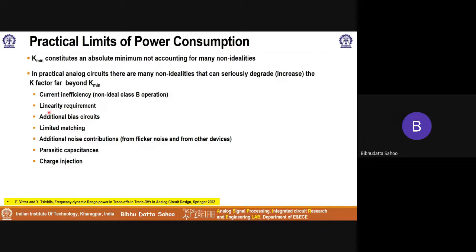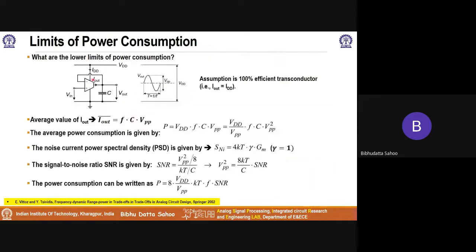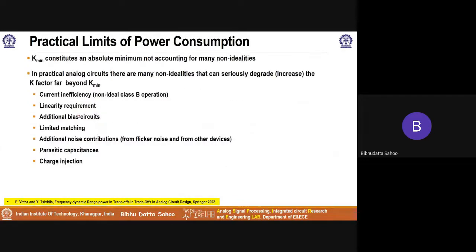Okay, so now current inefficiency. As I said, we have assumed the current that is charging this capacitor is actually the current drawn from the supply. Certainly this is not the case. You have to burn certain DC current to bias this, so it will not be 100%. That is called current inefficiency.